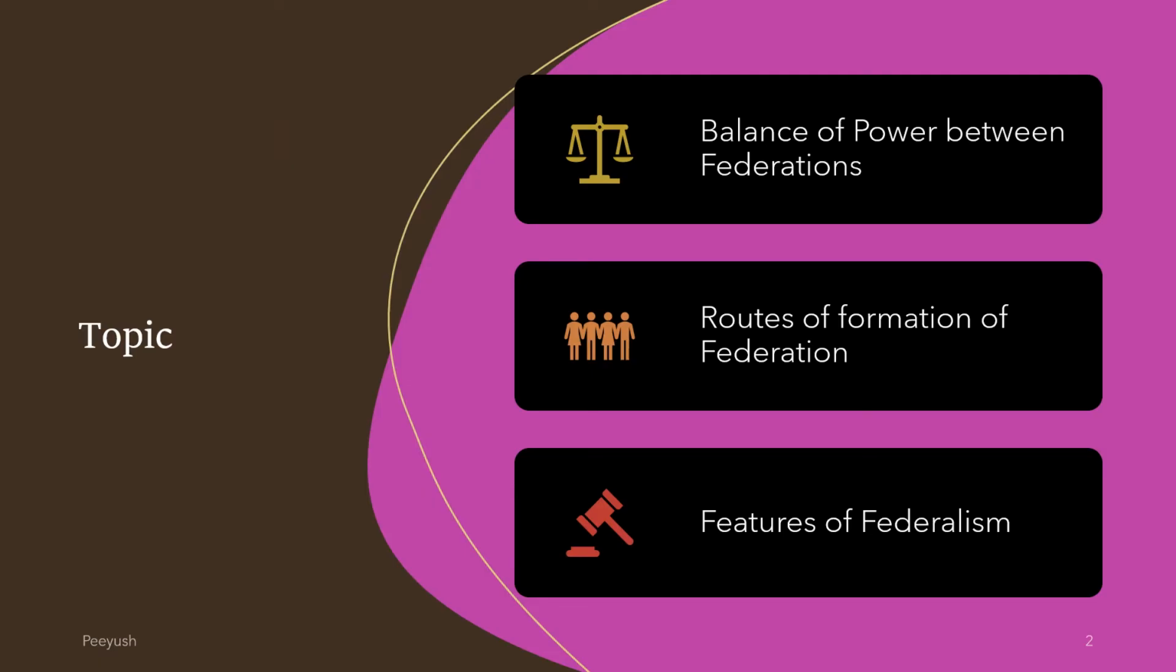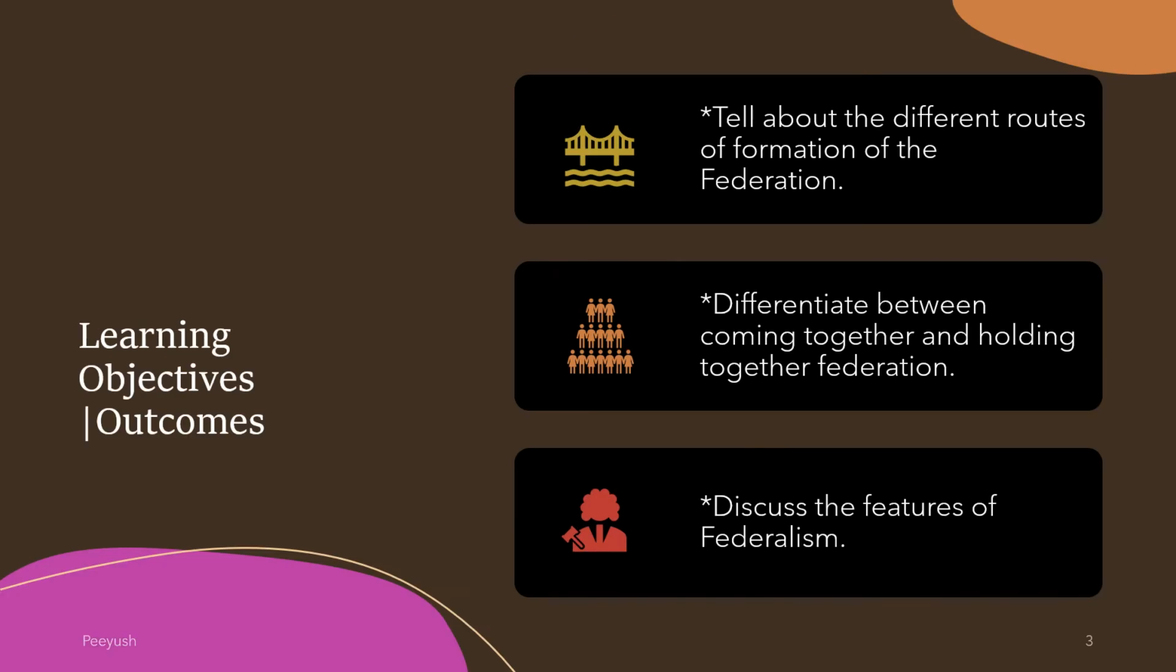The topics that we'll study today are balance of power between federations, roots of formation of federation, and features of federalism. After this video lesson, you would be able to tell about the different routes of formation of federation, differentiate between coming together federation and holding together federation, and also discuss the features of federalism.